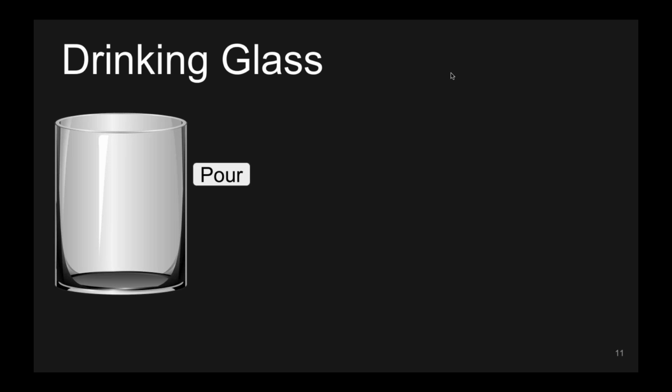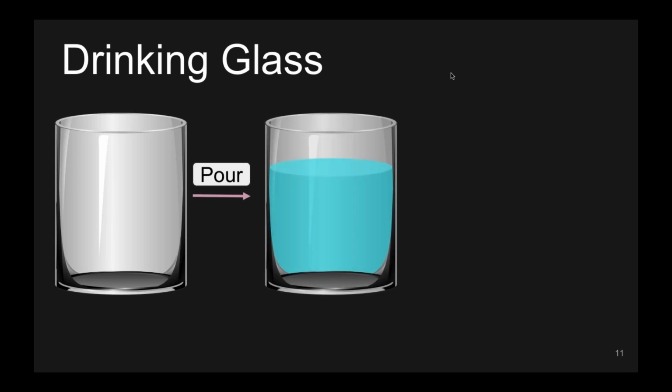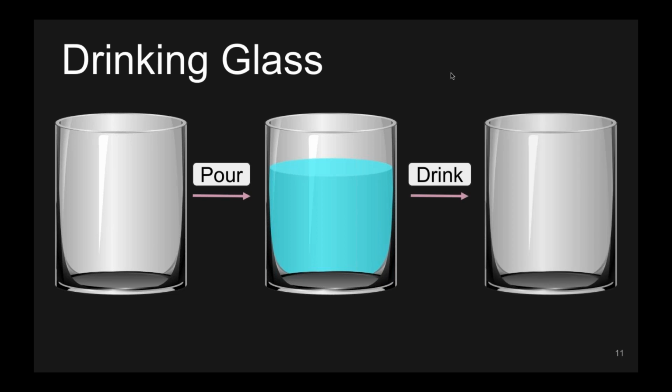And so what I do next is I actually pour water into the glass. So now I have a glass full of water. And then obviously, since my ultimate goal is to actually drink that water, my final action will be drinking this water from the glass, and I end up with an empty glass again. This might be like, why am I even talking about this?